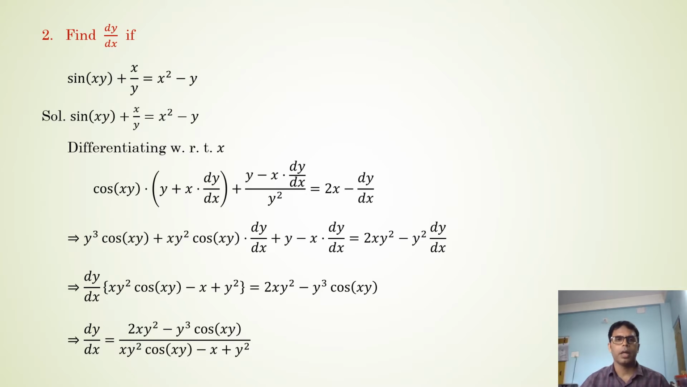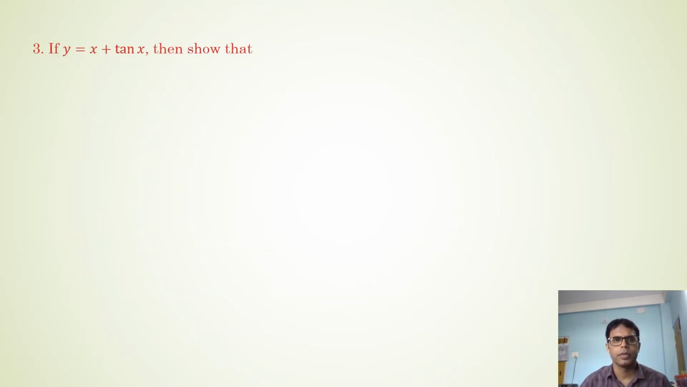So let me take another question, a fresh question. So this is our question now. y = x + tan x. Then we have to show that cos²x d²y/dx² − 2(y + x) = 0. It is actually one important question. It may be asked in your final exam also. So you see the solution of the question.